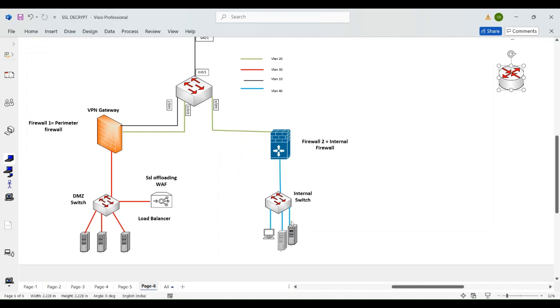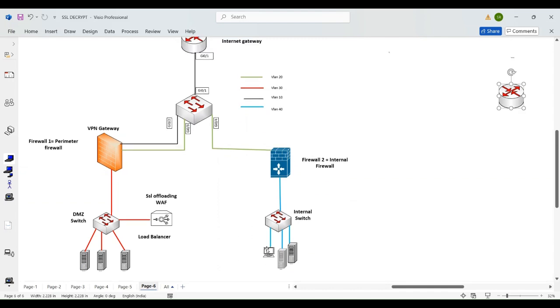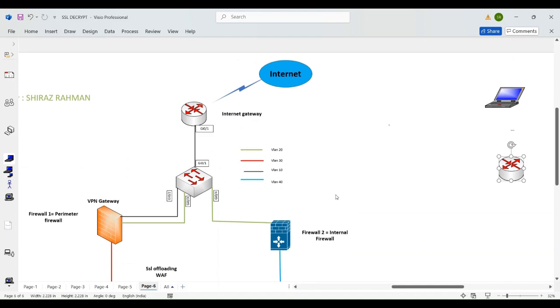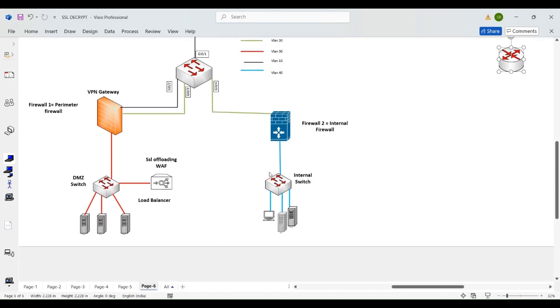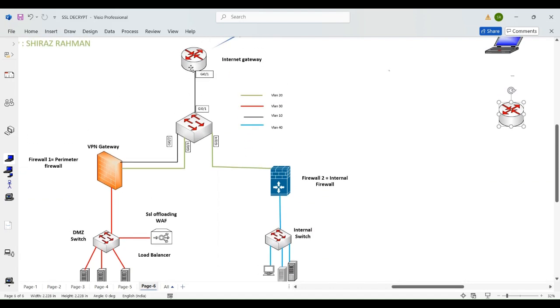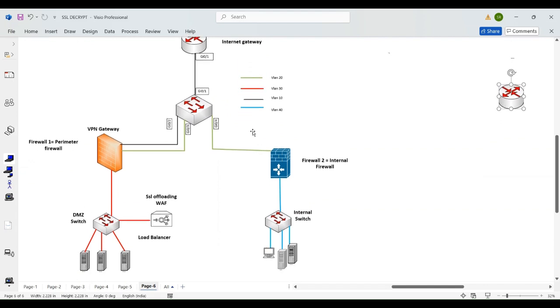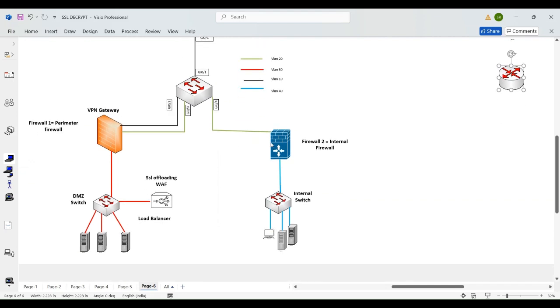Okay. If a client sitting on the internal network wants to access the internet, then it will take the blue path. After the blue path, it will go to the green path, right? Then it will go to the VPN gateway. Then from the VPN gateway, it could go to the internet gateway, right? So it is accessing the internet.